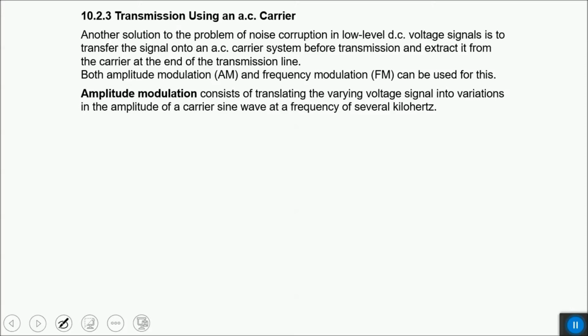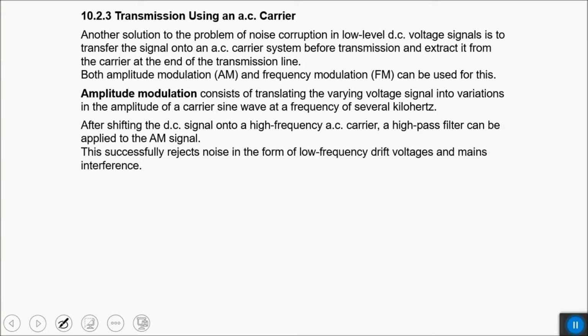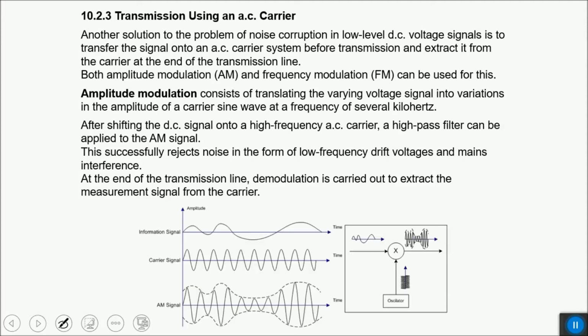In amplitude modulation, we have a varying voltage signal that results in variations in the amplitude of the carrier wave, and the carrier wave frequency is of several kilohertz. After shifting the DC signal into an AC carrier, a high pass filter can be applied to the amplitude modulated signal, and it successfully rejects the noise in the form of low frequency drift voltages and the mains interference that is around 50 to 60 hertz. At the end of the transmission line, demodulation is carried out to extract that original signal from the carrier. This is the basic technique, and this block diagram shows the process of amplitude modulation.